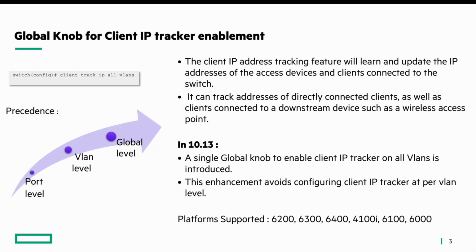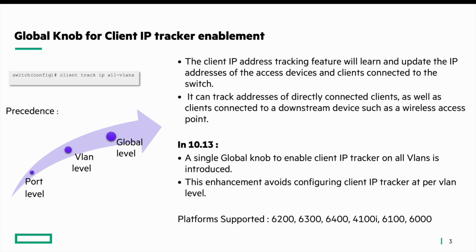So let's talk about the global knob for client IP tracker enablement. The client IP tracker enablement feature will help us learn and update the IP addresses of the access devices and clients connected in a switch. So this can track both directly connected and indirectly connected clients.